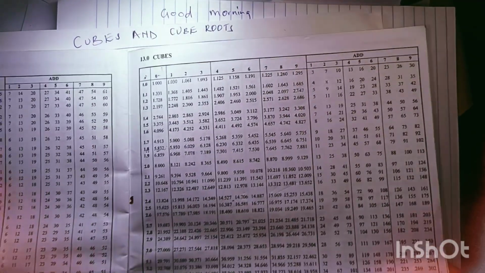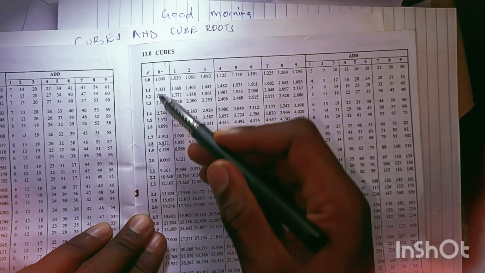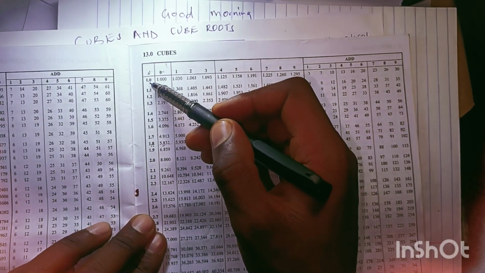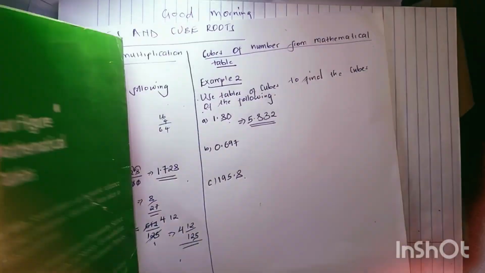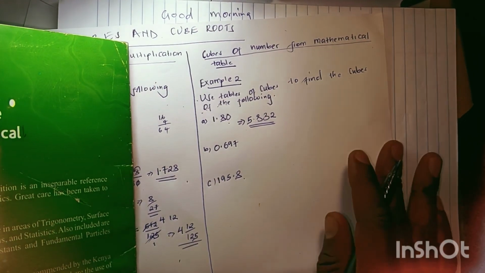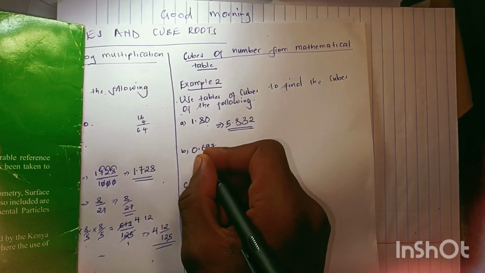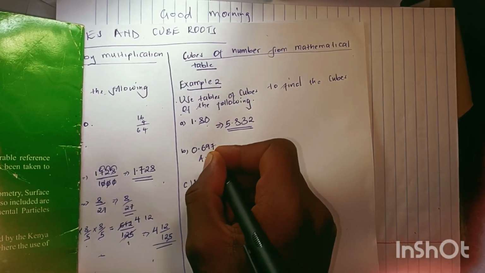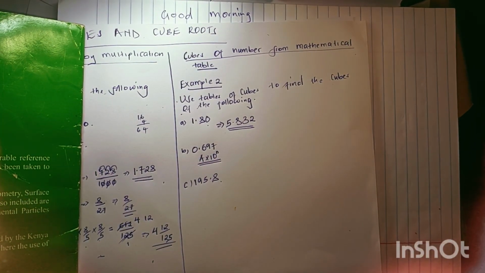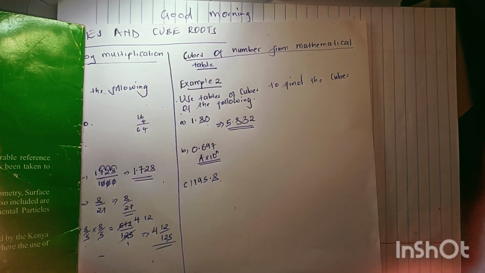When I come to my table here, you notice that the minimum value you can read from this table is 1.0. And here we have 0.697. So I have to write it in standard form. The standard form should be written in the form of A times 10 raised to power n. This is the form in which the standard form is supposed to be written.